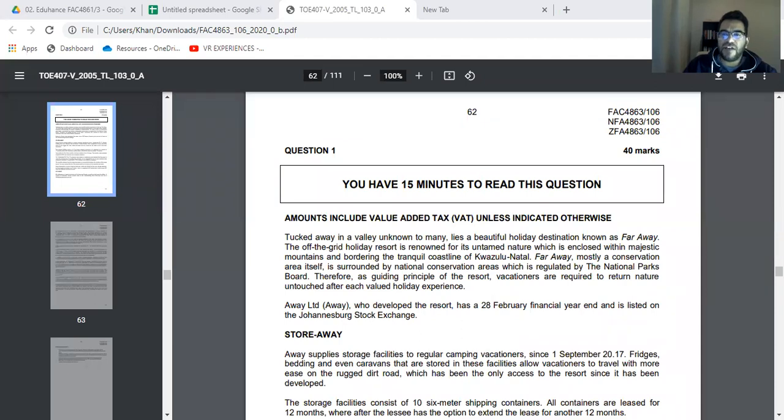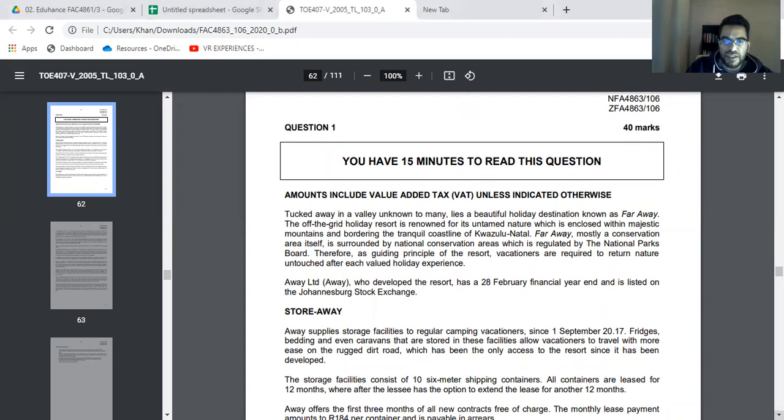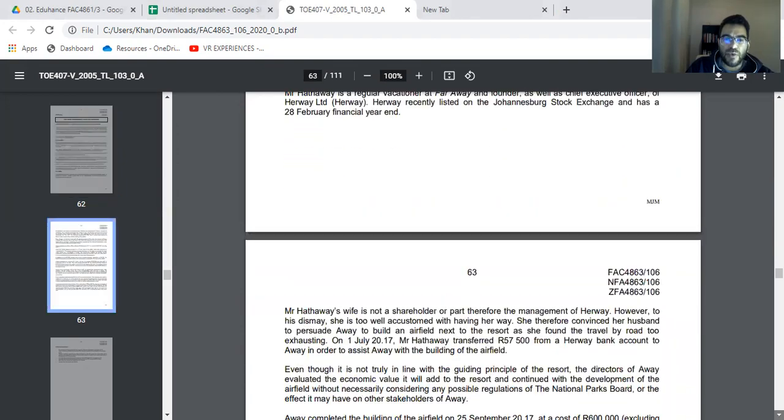I am assuming not. So what we're going to do, I'm going to switch over, share my screen. I want you just to spend 5 minutes, before I read the scenario, reading the scenario. It's in the Google Drive where we have fact 4863 start letter 106. It is question 1 on page 62. It's just more than 2 pages. So if you can spend 5 minutes to read this, and then I will read it with you afterwards.